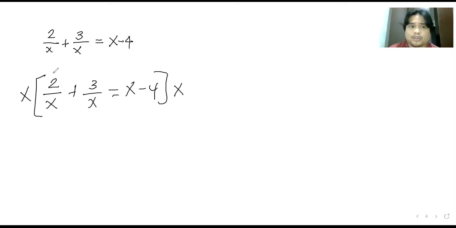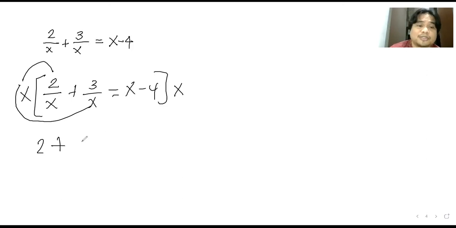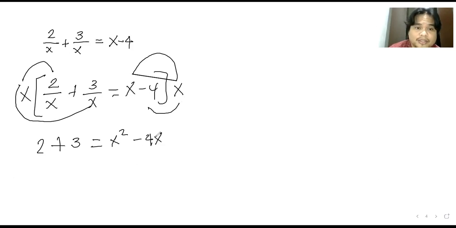And then after that, you distribute. Multiply this here. x times 2 over x. x cancels out. You'll have 2 left. Plus, again, multiply this here. That's what we call distribution, right? x times 3 over x. x cancels out again. You will have 3 left. Then do the same thing on the other side. Distribute here. x times x, you'll have x squared. And then x times negative 4, you will have negative 4x.